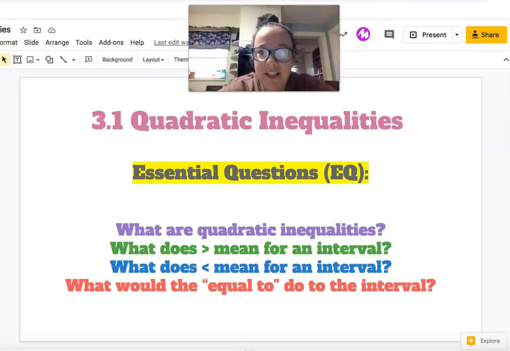So our central questions today are, what are quadratic inequalities? What does the greater than mean for an interval? What does a less than mean for an interval? We know the green and the blue answers, or we should. The green should mean positive and the blue should mean negative. And what would the equal to do to the interval? And we've also already done that.